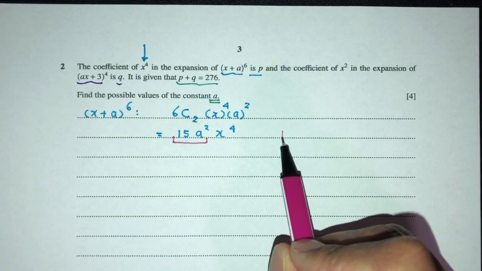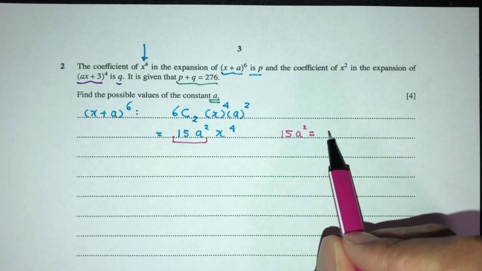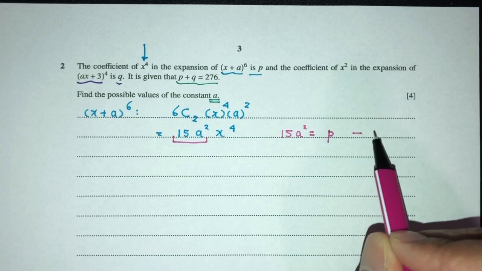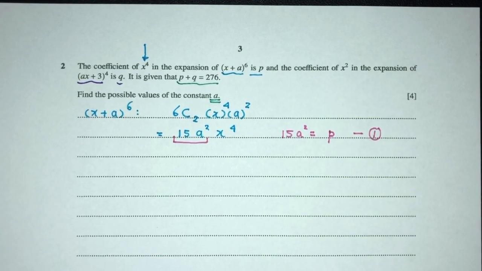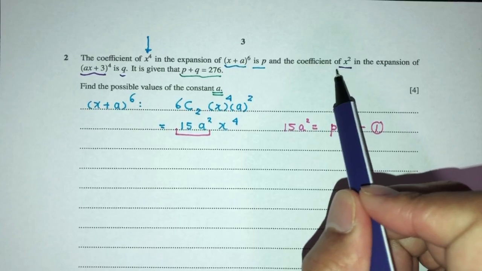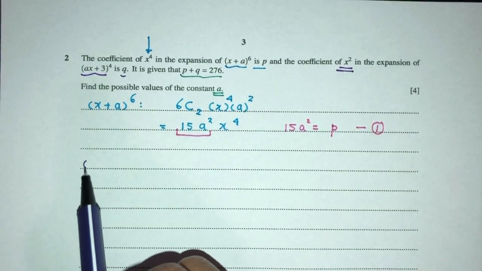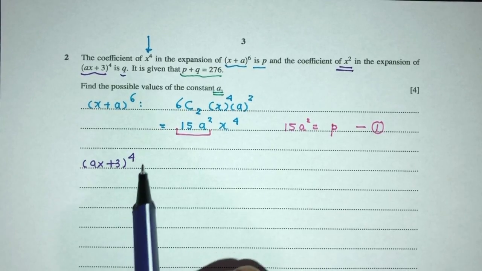So we have 15a² is equal to the value of q, of p, sorry. That's the first equation. So we have this for part 1. Now, similarly, let's proceed for the next part of the question. The coefficient of x² in this expansion now, so we have (ax + 3)⁴.